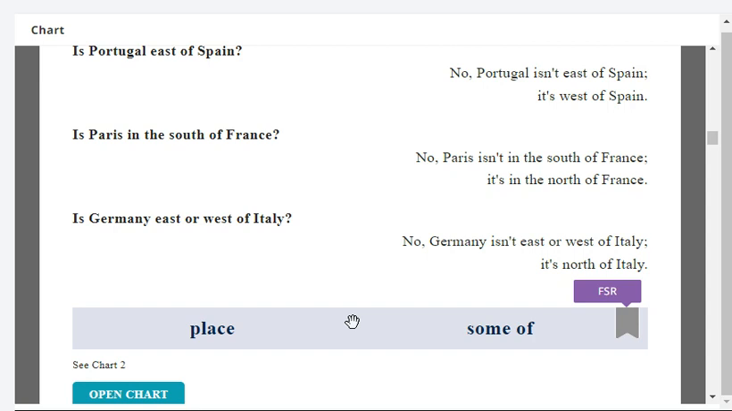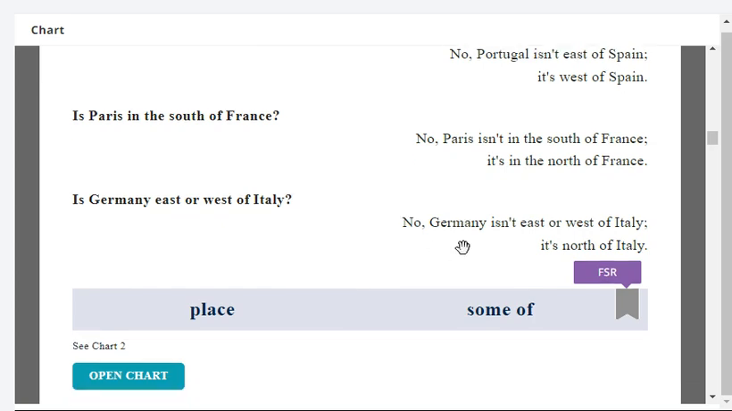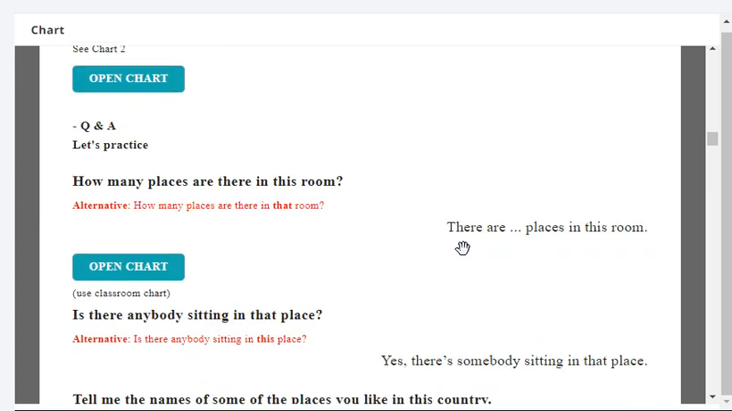Is Germany east or west of Italy? Germany isn't east or west of Italy. It's north of Italy. Very good. Okay, next, how many places are there in this room?